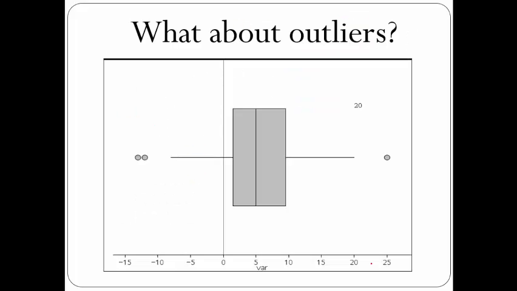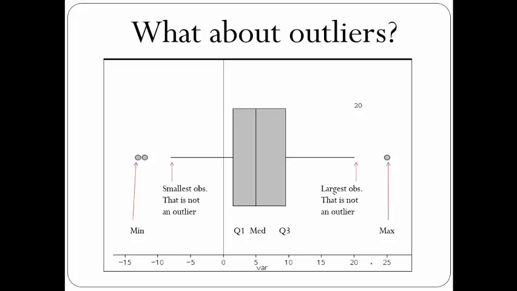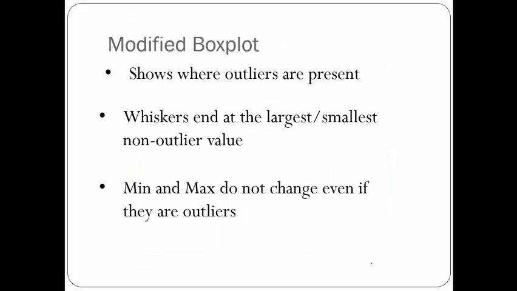Again, with boxplots, we can show outliers using dots. So you notice min and max are still there, but let's say that they are outliers. What we can do is just stop our whiskers at the largest observation or the smallest observation that's not an outlier. So again, what this is called is a modified boxplot. A modified boxplot allows it to see where there are outliers. Right? So the whiskers will end at the largest or smallest non-outlier value.